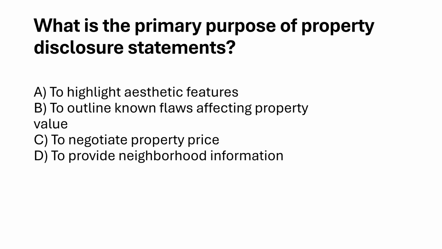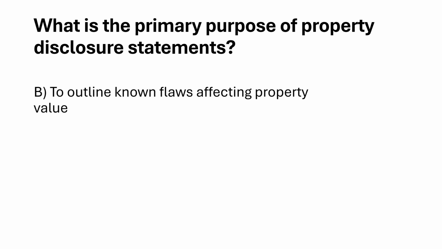So the first question, what is the primary purpose of the property disclosure statement? And obviously if you're selling real estate, most states certainly require sellers to fill out and provide a property condition disclosure statement. So it's asking, what is the primary purpose? Is it to highlight aesthetic features of the property, to outline known flaws affecting the property value? That one sounds good. To negotiate property price, or to provide neighborhood information? I think that one is pretty easy, pretty cut and dry. But it's to lay out all the known defects, issues, flaws that would affect the property value.